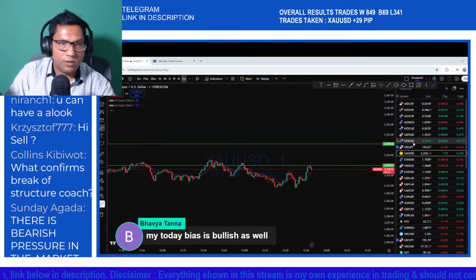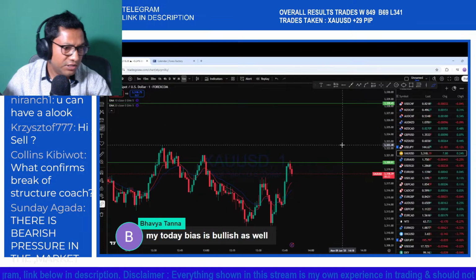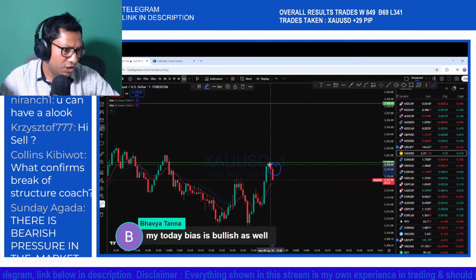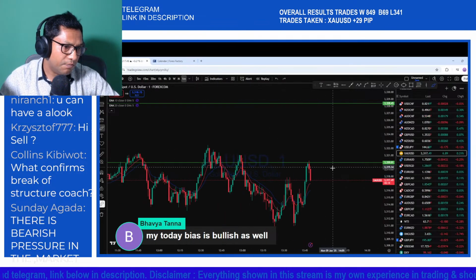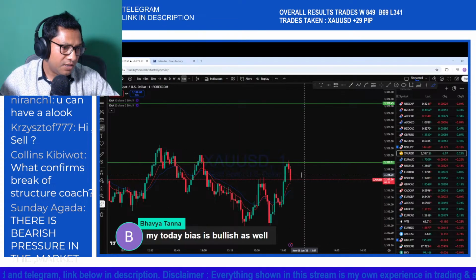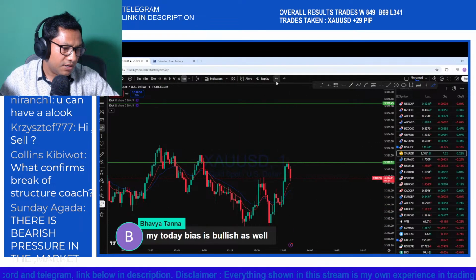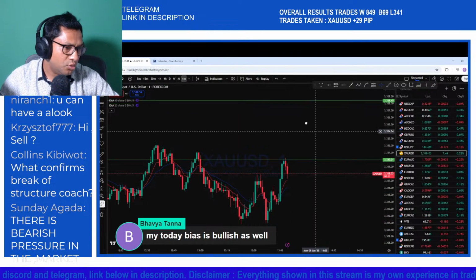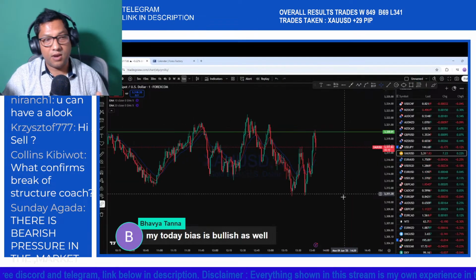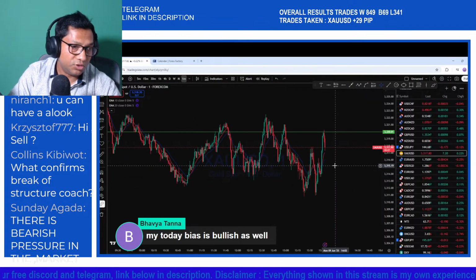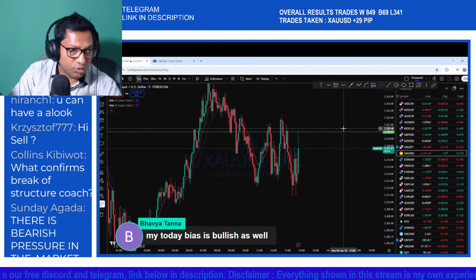So looking for any entry to see if it is grabbing liquidity from the top, but I think it might do that. It might grab liquidity and then could drop back down again. We'll be looking to see if the market is doing that.